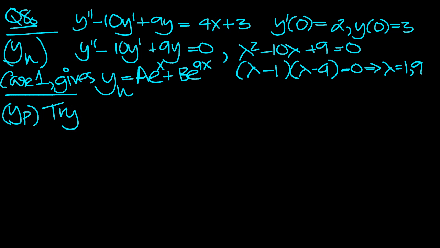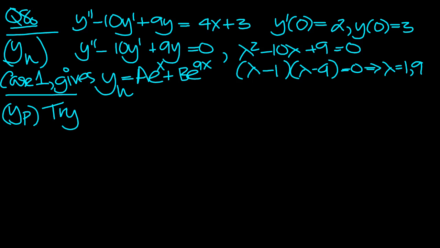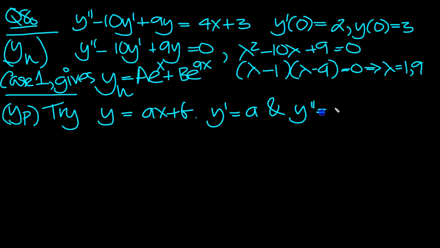So we've got 4x plus 3. So we need to try this. There's what we've got, and this is what we need to try in our choice. So try y equals ax plus b then. In that case, y dashed will equal a, and y double dashed will equal 0, won't it? So substitution now gives, so that's what we get then.